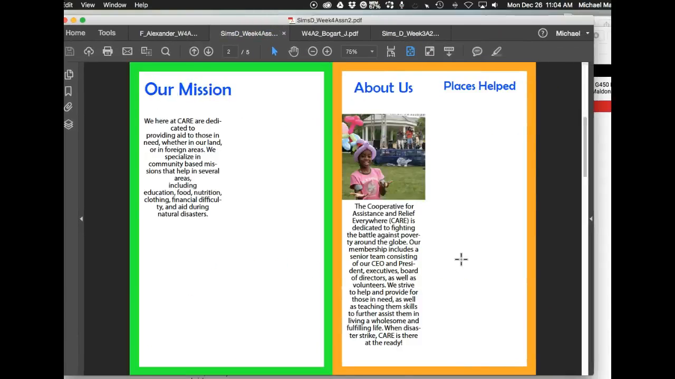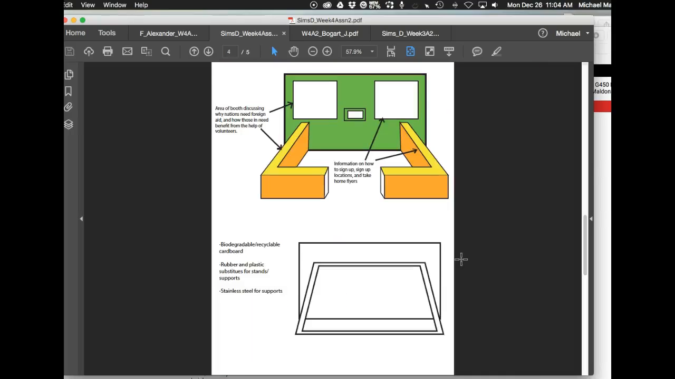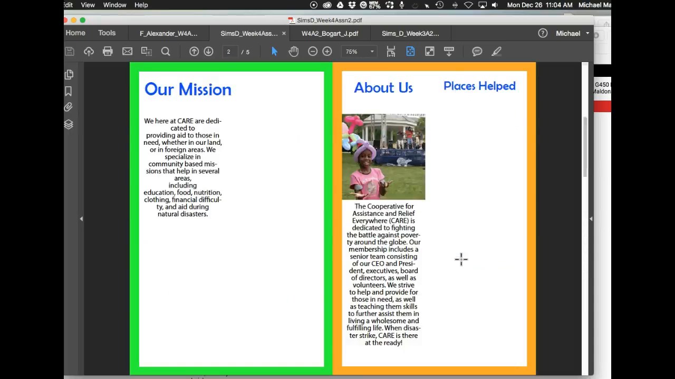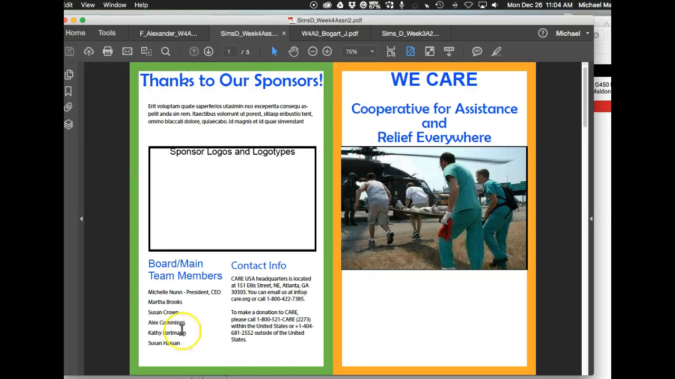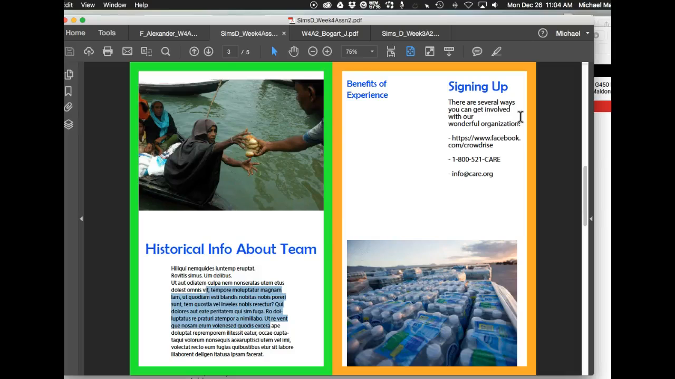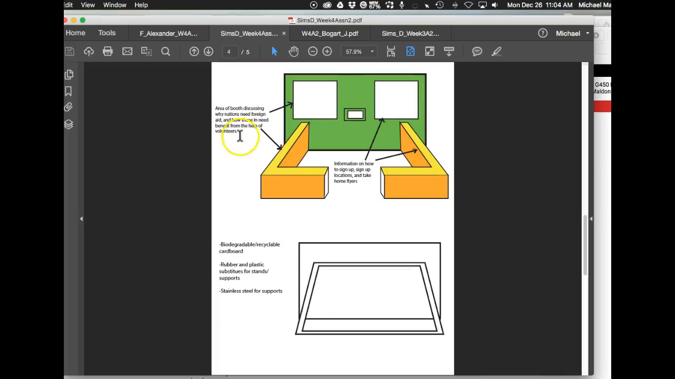Okay, so the issue that I'm having here is that you're not giving us materials lists. I don't know what these are made from. This brochure, you're saying the booth is discussing why nations need foreign aid and how those in need benefit from the help of volunteers, and information on how to sign up. Where are your materials? There's no materials.